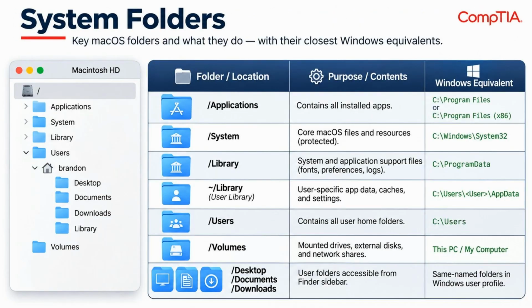System folders each serve a specific purpose. /applications holds all installed apps, comparable to Program Files. /system holds core macOS files and is protected, comparable to Windows System32. /library holds system and application support files like fonts and preferences, comparable to ProgramData. Your personal /library holds user-specific app data, comparable to AppData.